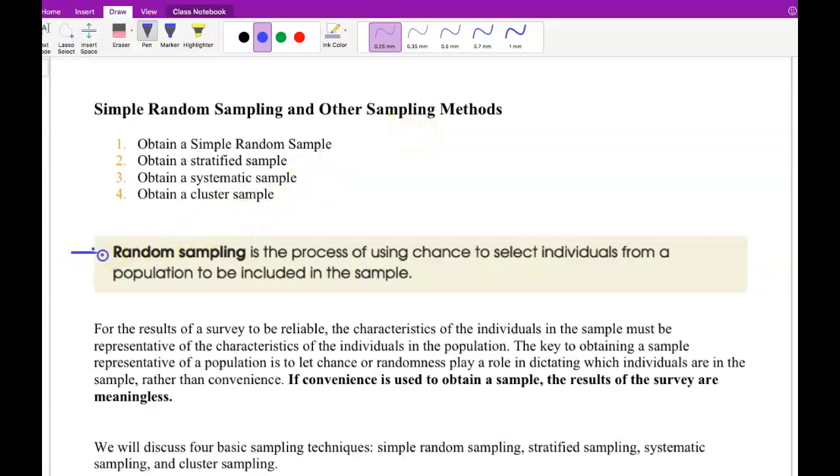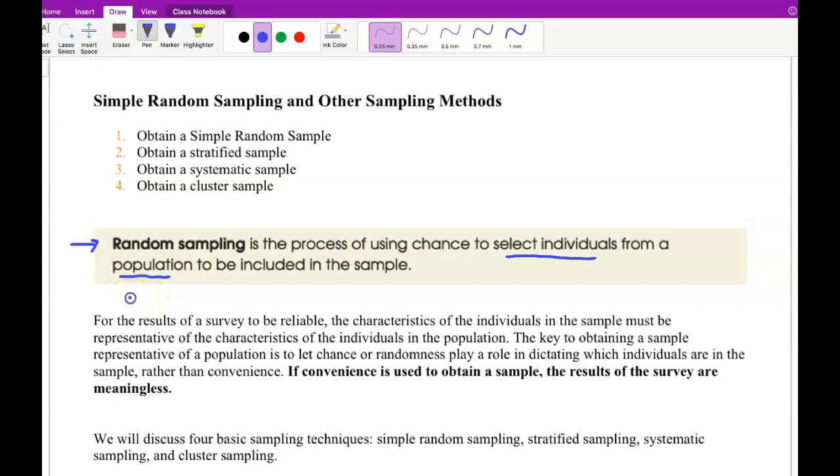The first part is random sampling. Here is the definition for this part: the process of using chance to select individuals from a population. We're going to use N for the number of individuals to be included in the sample, and sample size is N also.